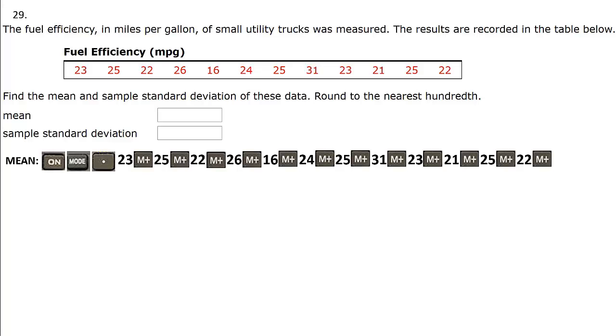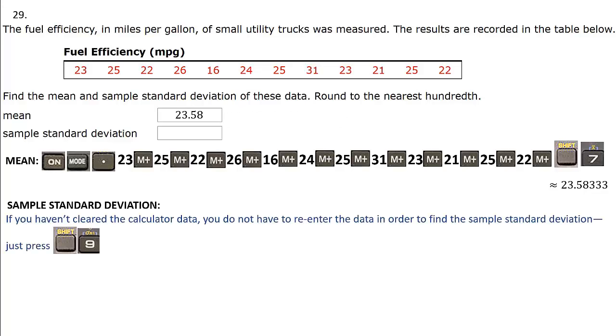Once you enter that, though, if you want to do the mean, you do shift 7. And if you do shift 7, you get about 23.58333, and it's said to round your answers off to the nearest hundredth, so that would be 23.58.